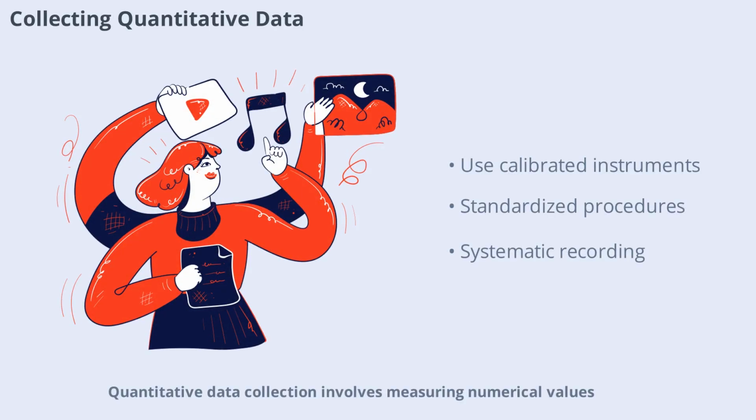Quantitative data collection involves measuring numerical values such as concentrations, weights, or counts. Use calibrated instruments and standardized procedures to ensure accuracy. Record data systematically, using tables or digital tools to minimize transcription errors. Consistency in measurement techniques is crucial for comparing results across samples and experiments.